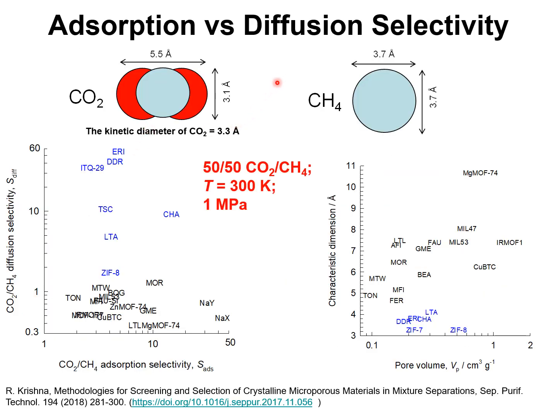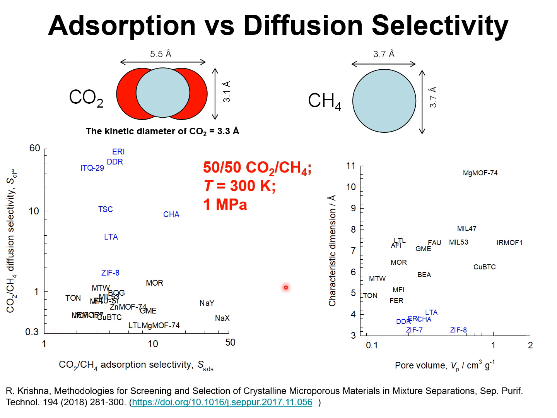Let's start our discussions by considering the separation of mixtures of carbon dioxide and methane. Let's take as an example 50-50 CO2/CH4 mixtures at a temperature of 300 Kelvin and a total pressure of 1 megapascal. Using molecular simulations of mixture adsorption and molecular dynamics simulations of mixture diffusion, we determined the diffusion selectivity for CO2/CH4 mixtures and the adsorption selectivity for a wide variety of microporous materials consisting of zeolites, ZIFs, sodium X, sodium Y, mordenite, magnesium MOF-74, zinc MOF-74, copper BTC.